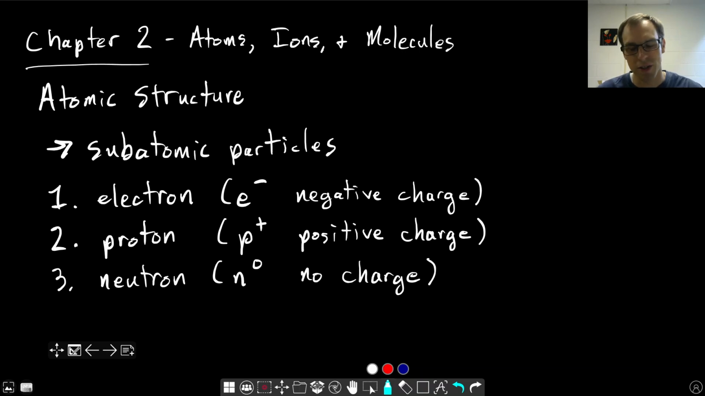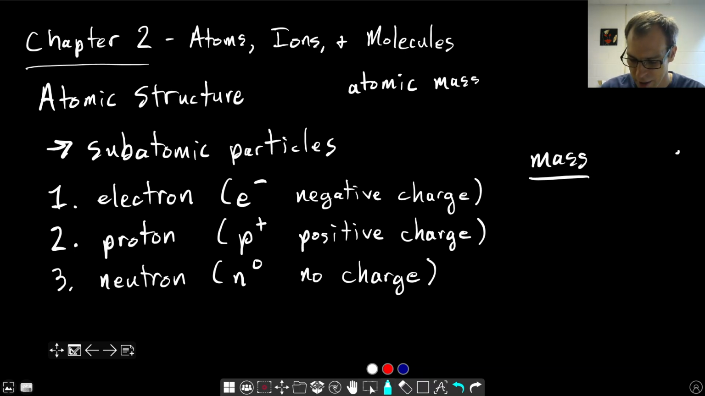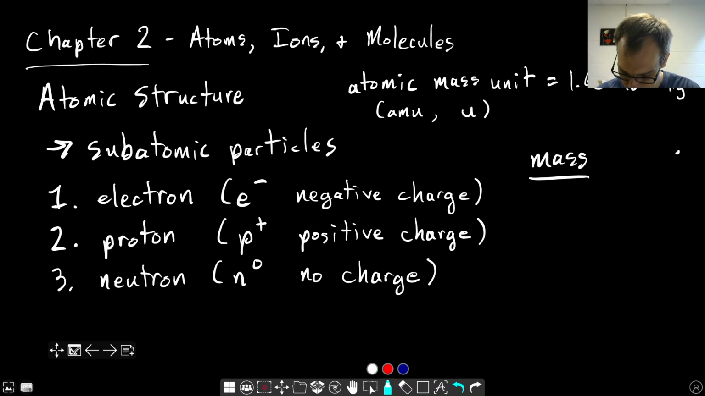Now, besides the charges, these are different in other ways. The electron is much lighter if we think about the mass. We define a mass unit called the atomic mass unit. When we're thinking about the masses of atoms and subatomic particles, this is much more convenient than using kilograms or things like that. The atomic mass unit, often abbreviated as amu or sometimes just u, is equal to, to a couple significant figures, 1.66 times 10 to the minus 24 grams, not kilograms, grams.